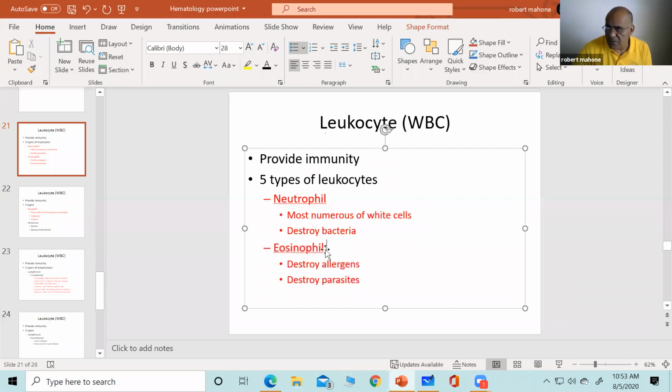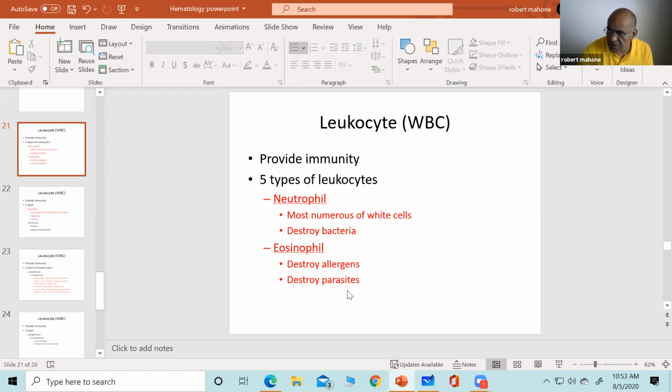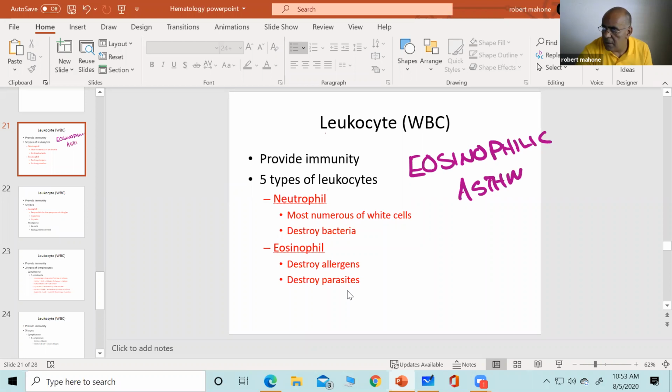And by the way, I want to stop here for just a second because of a condition out there that's being touted in the news today. It is called eosinophilic asthma. You see, if the allergen is getting into your lungs, you're going to have a lot of eosinophils rushing to your lungs, and that's going to block up your respiratory passages. You're going to have eosinophilic asthma. You have too many eosinophils in your lungs.